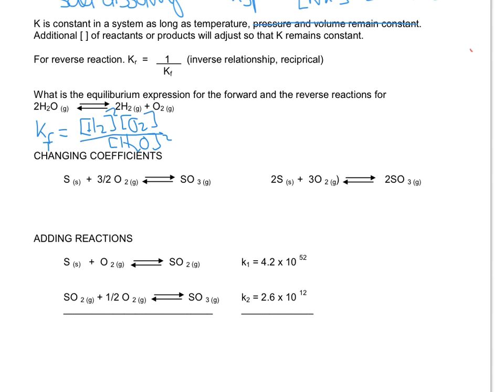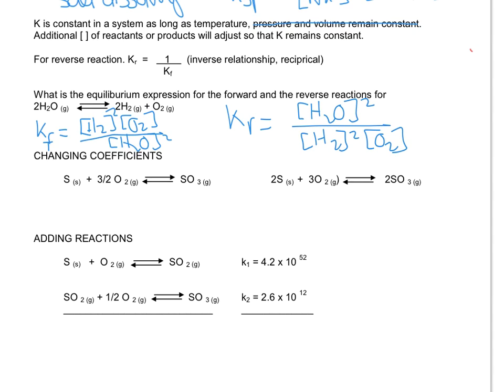If I wanted K reverse for the reverse reaction, so combining H2 and O2 to form H2O, it would be 1 over that. So you basically flip it. Now this is your product and these are your reactants. So it'd be the reverse of what we have written here, or the reciprocal of it. So that would be concentration of H2O squared over the concentration of H2 squared times the concentration of O2.